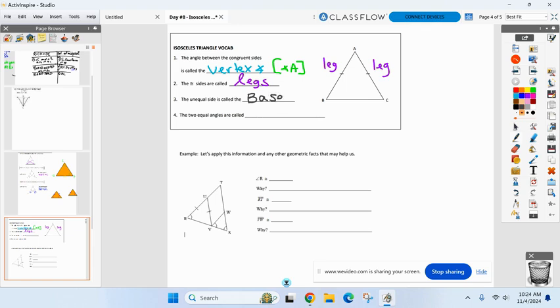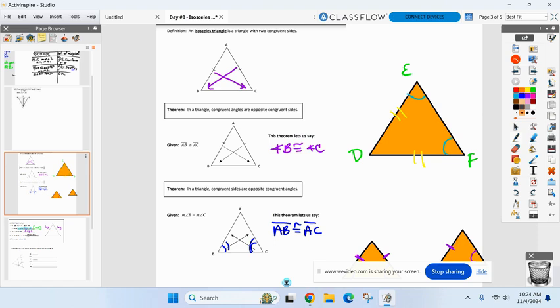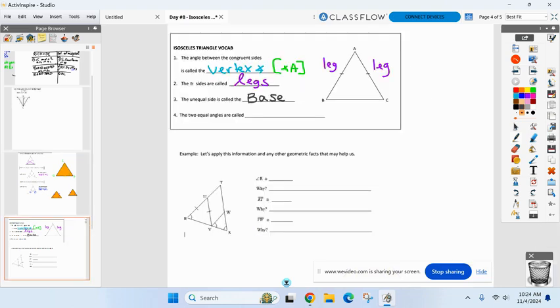Base. I don't like that name because when you think base, you automatically think what? Bottom, but no, that's not the case. I just showed you over here, EF would be the base. That's not on the bottom. I'm not a big fan of that, but hey, it's called the base. The unequal side, not the bottom. The unequal side is the base.